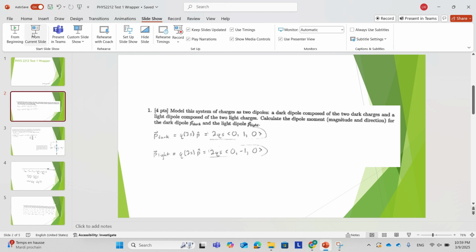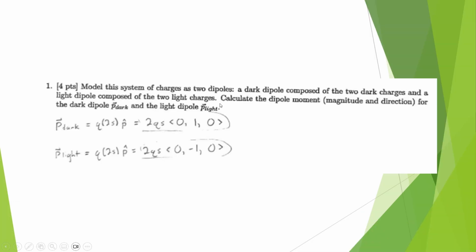Anyways, so part 1, we modeled this system of charges as two dipoles, a dark dipole composed of the two dark charges, and a light dipole composed of the two light charges. Calculate the dipole moment for the dark dipole and the light dipole. So this part was pretty easy.